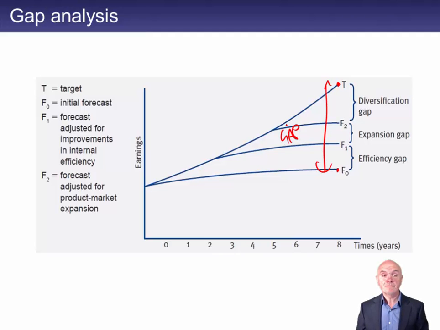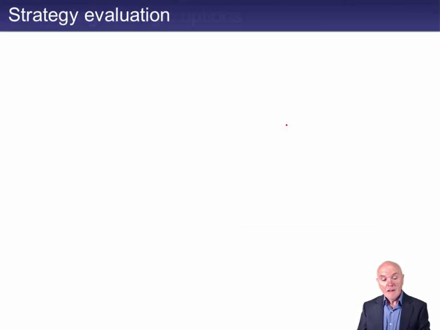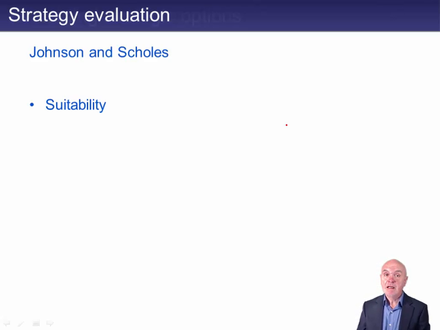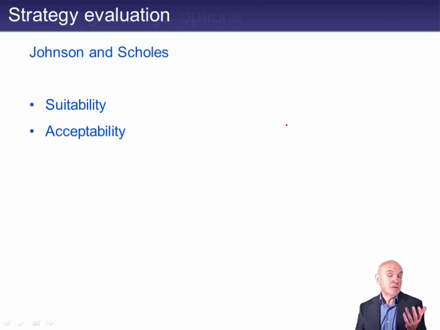shareholders want. What we need to do is to find some way of evaluating our different options. So we could develop a new product, we could go into a new country, we could merge maybe with a competitor and so on. Which one of these should we do? Because we mightn't be able to do all of them. We mightn't have the resources, for example, to do all of them. And Johnson and Scholes come out with a very simple 3-step method of trying to evaluate strategies. They say, is it suitable?